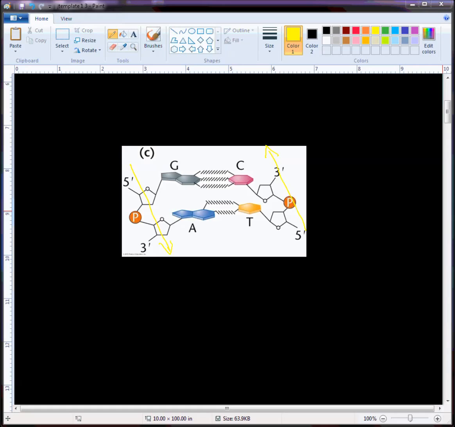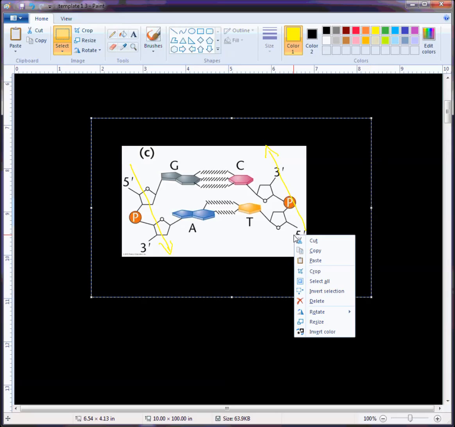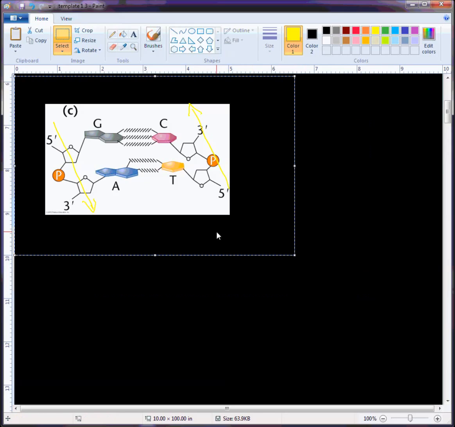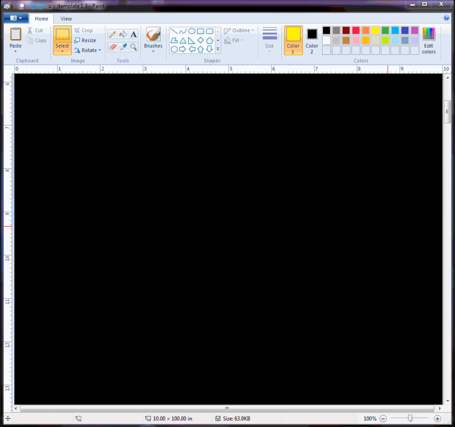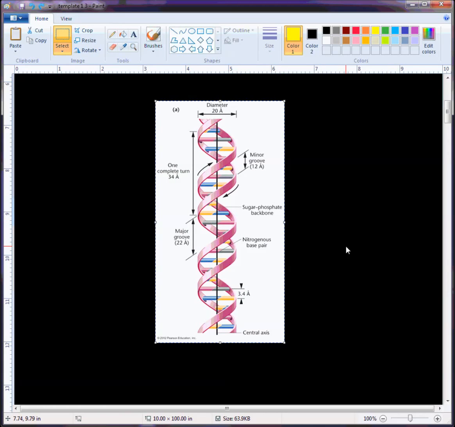So each turn of the helix is 34 angstroms, or 3.4 nanometers, and includes 10.4 base pairs. So we have another diagram from our book. Okay, so one complete turn.